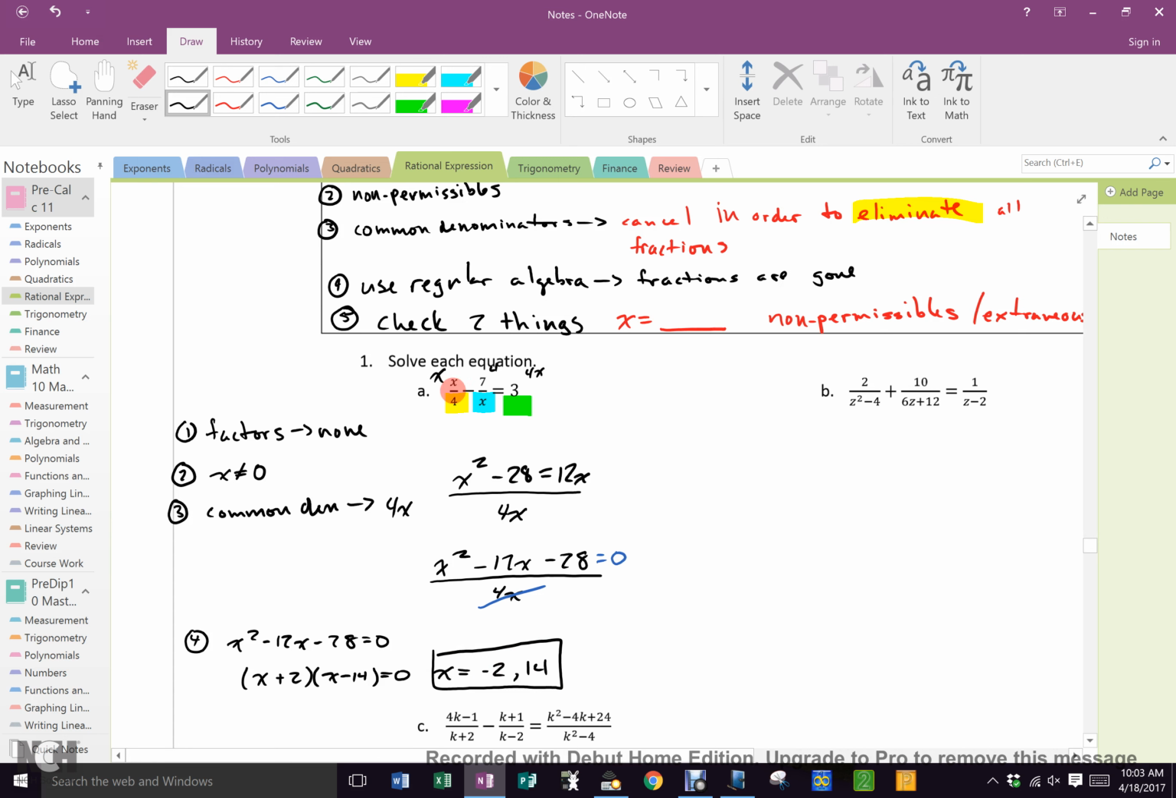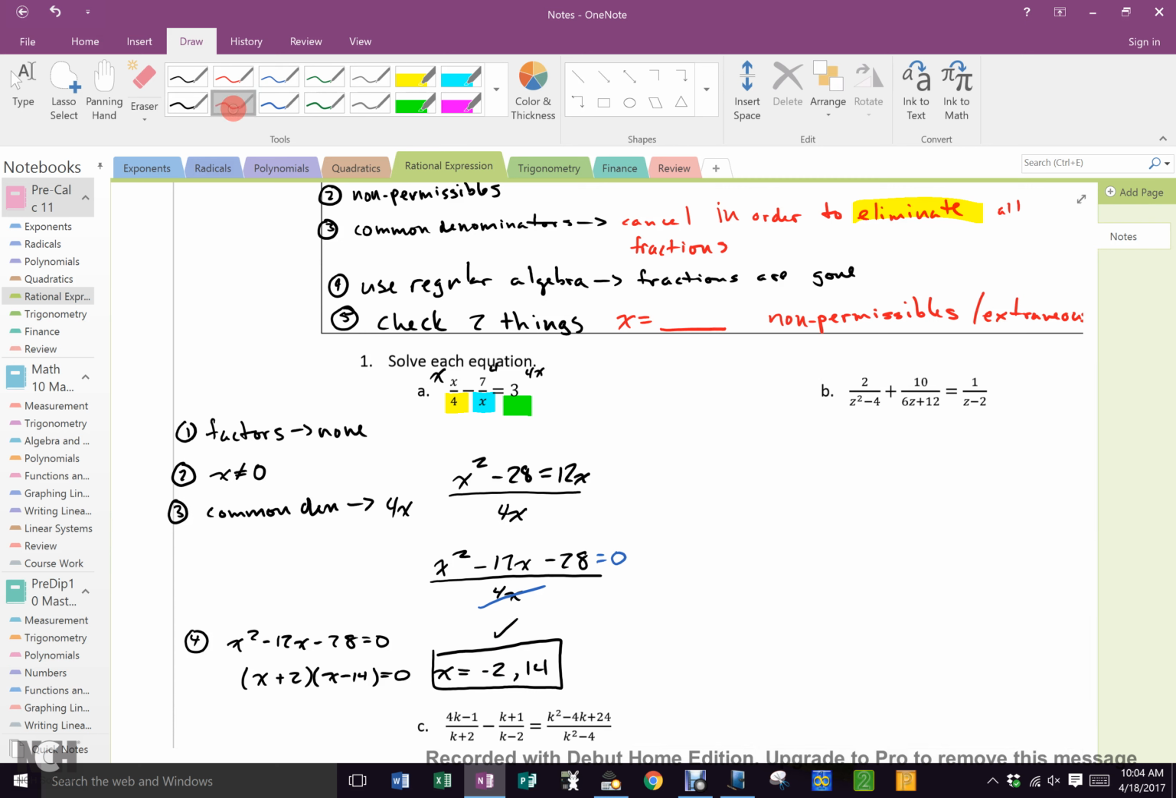What is negative 2 divided by 4? Negative 1/2, yes? Negative 7 over negative 2 is positive 7/2, yes? Is negative 1/2 plus 3.5 3? Yes. 7/2 minus 1/2 is 6/2. 6/2 is 3, yes? So is 2 okay? Excellent.